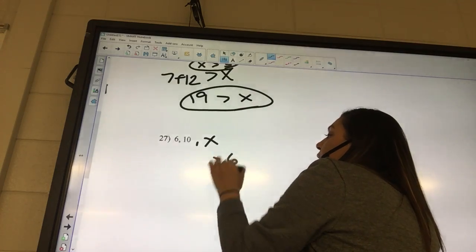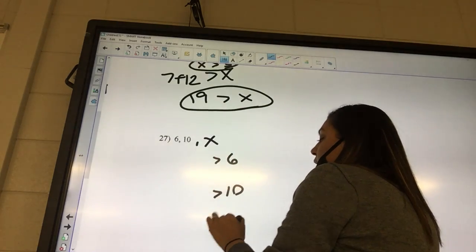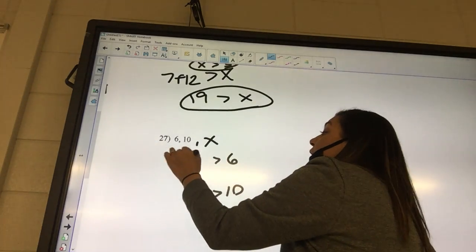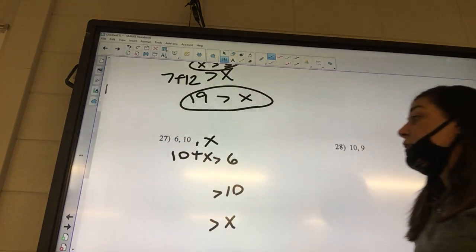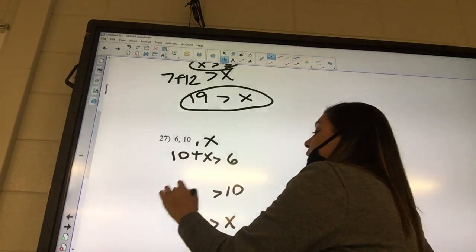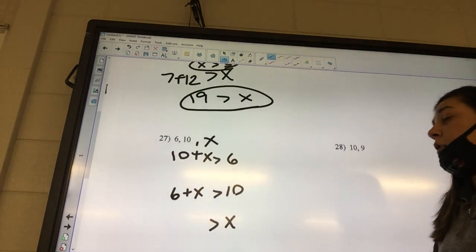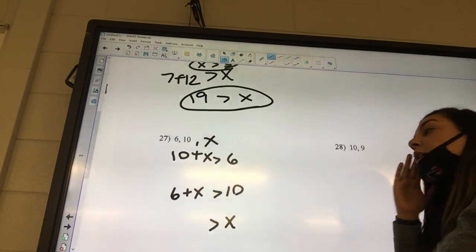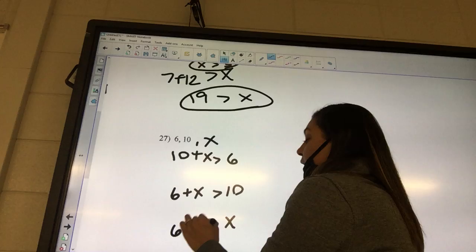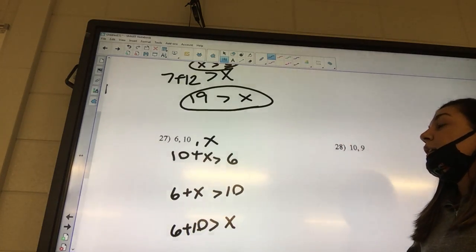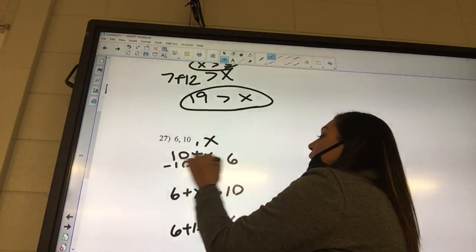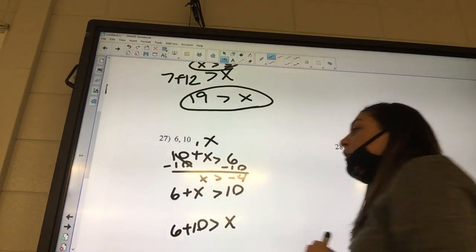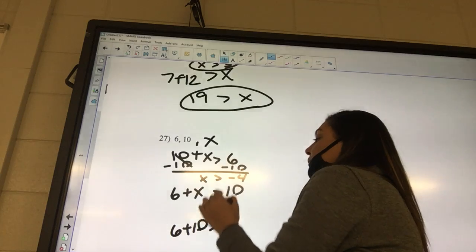Okay, and then we got 6, 10, x. So you're going to say greater than 6, greater than 10, greater than x. Okay, so you got 10 plus x is greater than 6. 6 plus x is greater than 10. And then 6 plus 10 is greater than x. For the first one, we're going to solve, so minus 10 on both sides. You got x is greater than negative 4. No, that one does not work out.